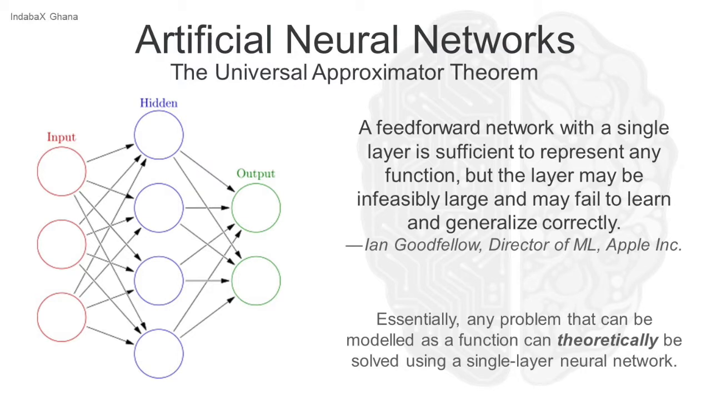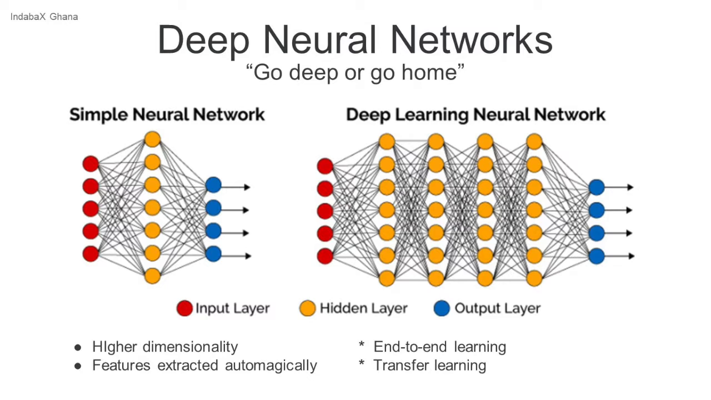So the universal approximator theorem is saying that this network here, if we could extend all the nodes so that we have so many nodes in the middle layer, we'll be able to solve any problem. But that doesn't make sense computationally. So what we do is that we then extend the nodes out in multiple layers. And this gives us extra complexity. It gives us higher dimensionality.